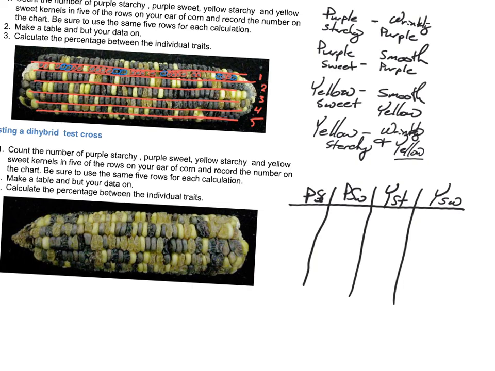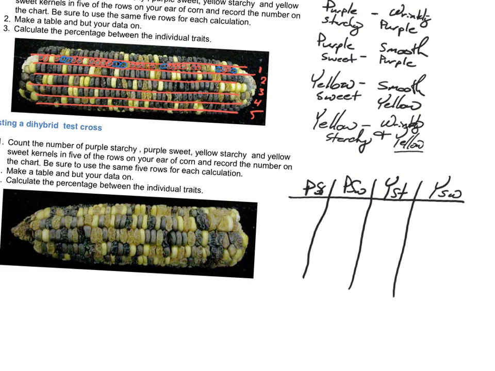So purple starchy. Oh, I hate you. All right, so purple sweet, which are that's the red ones, right? So I picked blue. So purple sweet, which are the smooth ones, were 22. Is that correct? All right. Purple starchy were how many? 7.